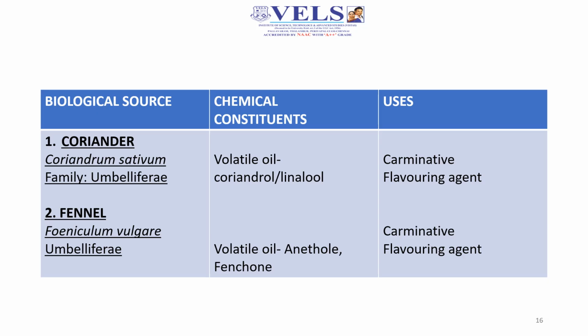So here I have selected two fruits, that is coriander. Coriandrum sativum belongs to the family Umbelliferae. It contains mainly volatile oil, chiefly coriandrol, also known as linalool. Its use is carminative, flavoring agent, etc. Then next is fennel. Foeniculum vulgare belongs to the family Umbelliferae. Mainly it contains volatile oil, chiefly anethole, fenchone, etc. Then uses are carminative, flavoring agent, etc.